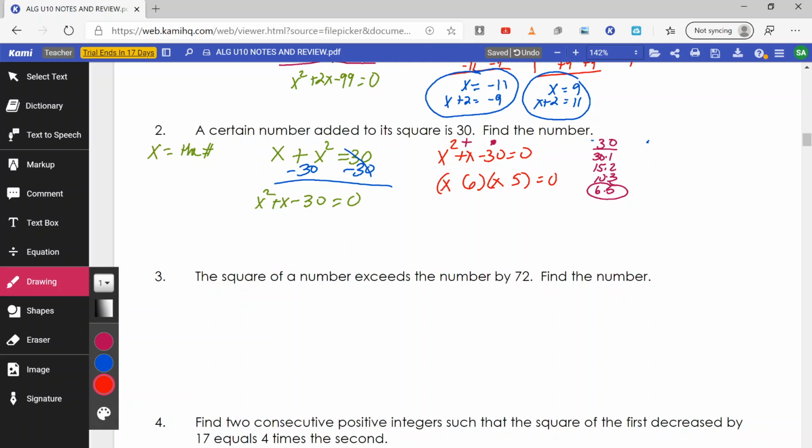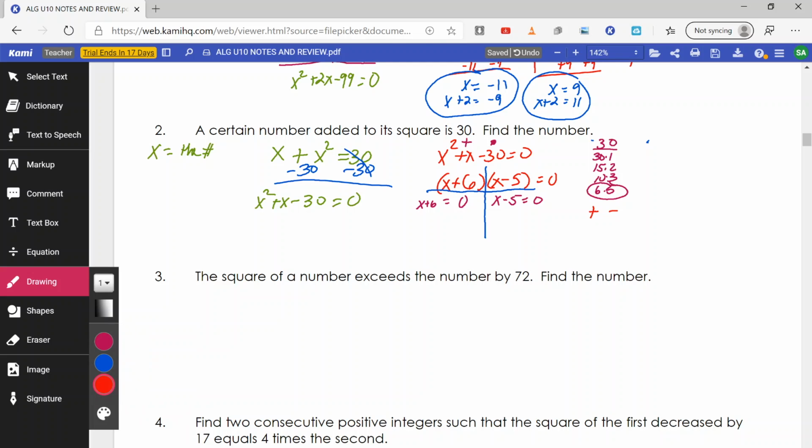Now again, we have a negative. It has to multiply to a negative, so that means one is plus, the other is minus. The question is which one. The bigger one in our case is going to get plus. So 6 being bigger than 5 will get plus, minus 5 equals 0. Now we make a t-chart and set each one equal to 0. So x plus 6 is 0, and x minus 5 equals 0.